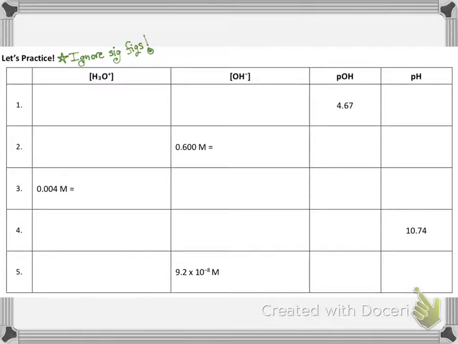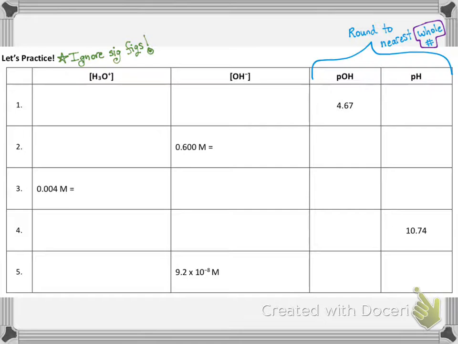So for number 1, we have a pOH of 4.67. We are going to round that. Now for pH and pOH, those we have to round to the nearest whole number. Those don't have to be 1 or 10, because remember, pH and pOH refer to the exponent. So we just need whole numbers.